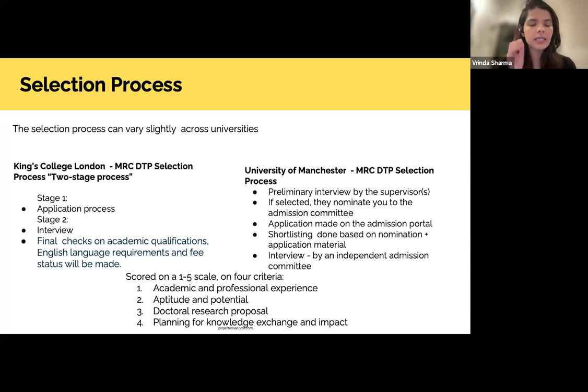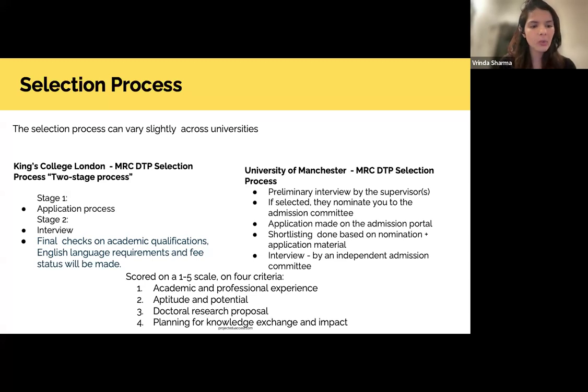So in King's, the interview stage typically involves having like a 10 minute long interview of all the candidates on like 1 or 2 days. And then they ask you to submit final checks. So all of your academic qualifications, English language requirements, fee status, whether you are international or UK, you have to fill in that. All of that would be done in stage 2.